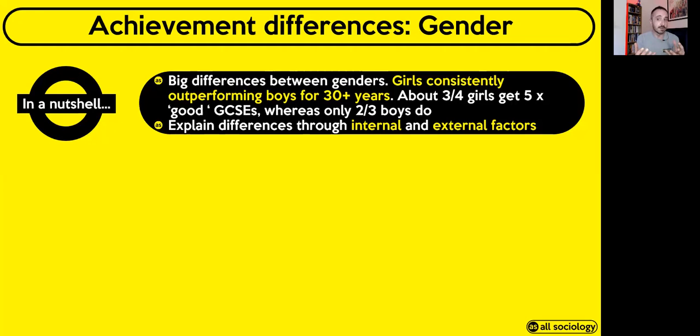So about 3/4 of girls get those good 5 A star to C or 9 to 4 GCSEs, whereas only about 66% of boys do. So you've got a huge amount more girls getting this than boys. And again, how are we going to explain these differences?